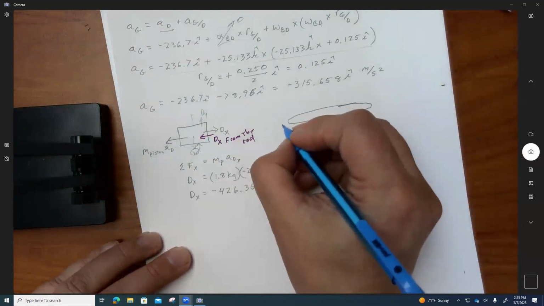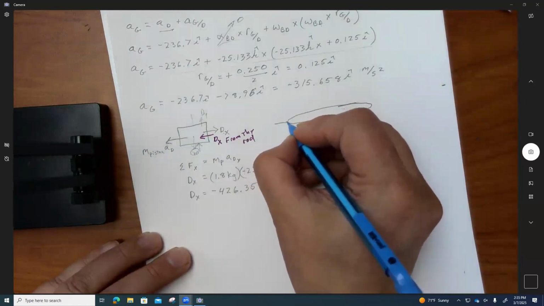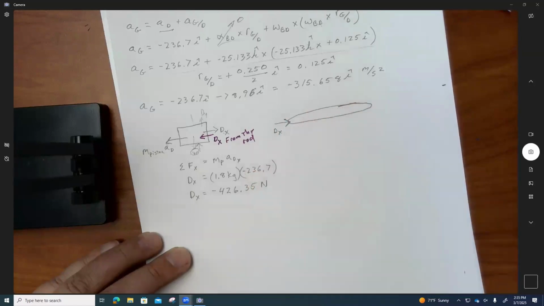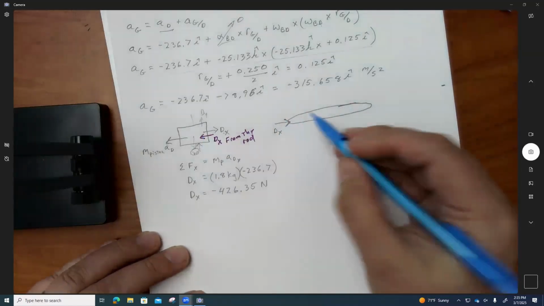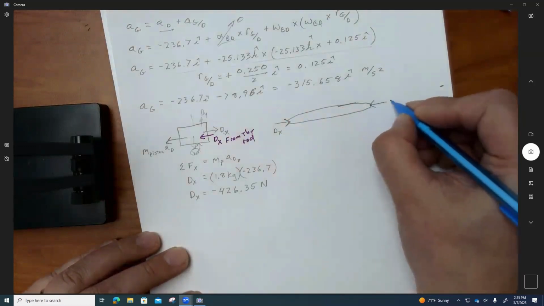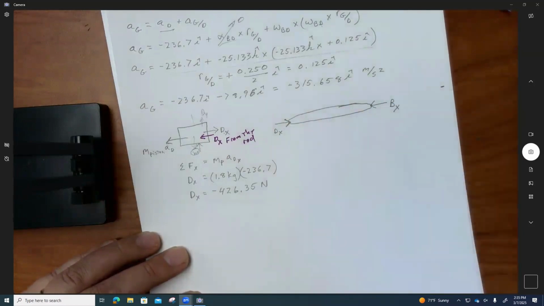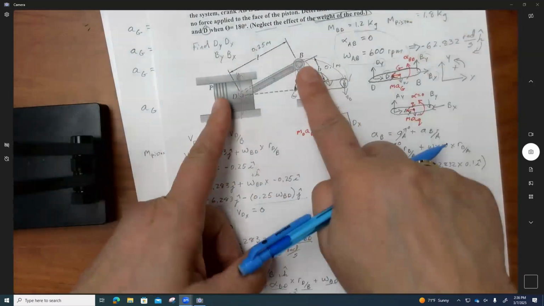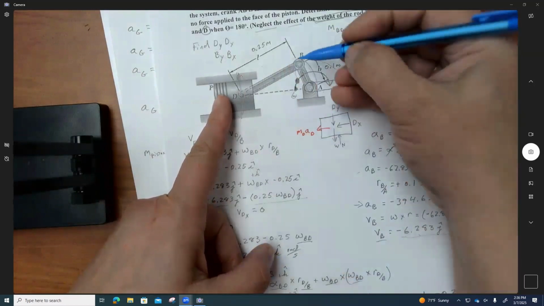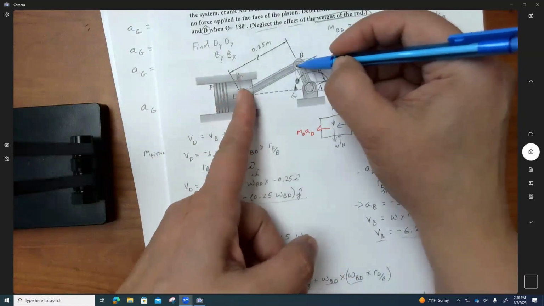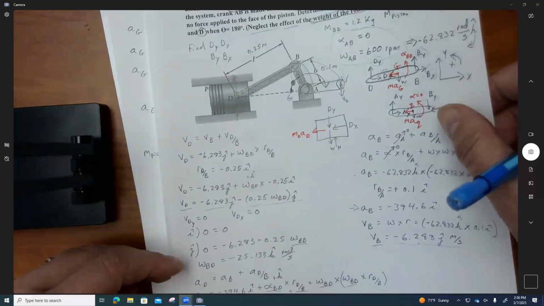So we're going to have Dx from the piston pushing back on the rod. And if that's the case, this rod has to be in compression. So we're going to have a Bx. If you look at how this is going to move, the crank is pushing against this center rod, and the piston is pushing against that center rod, and it's in compression, not in tension.